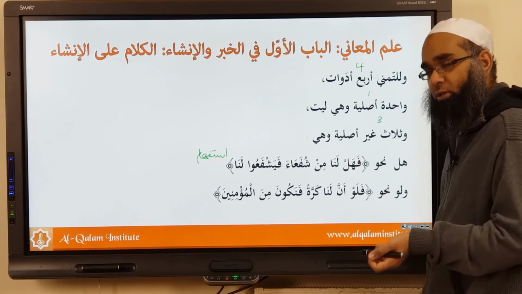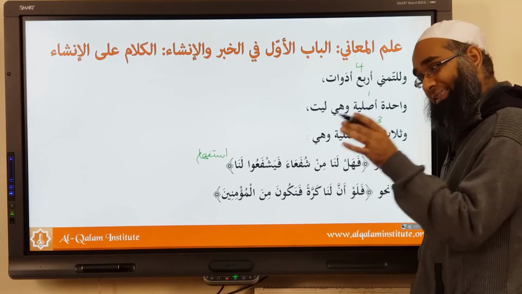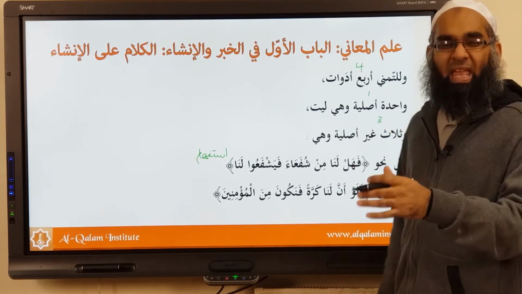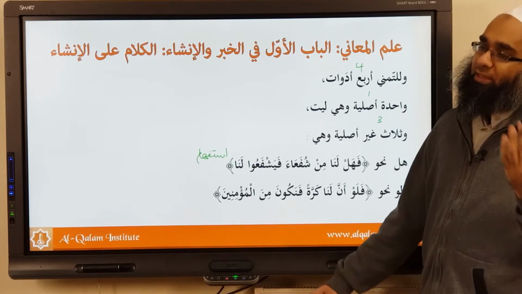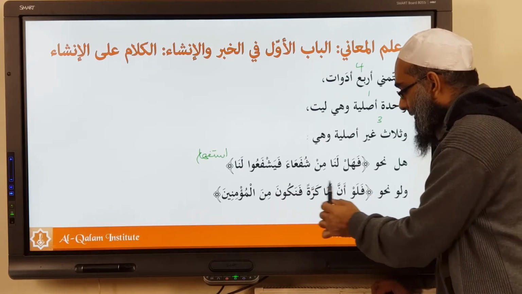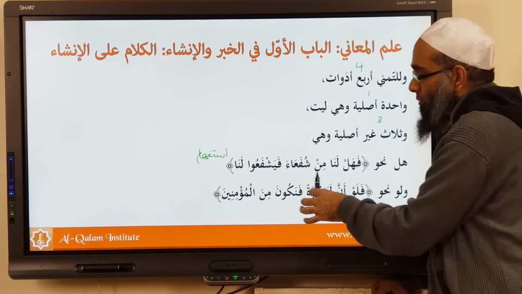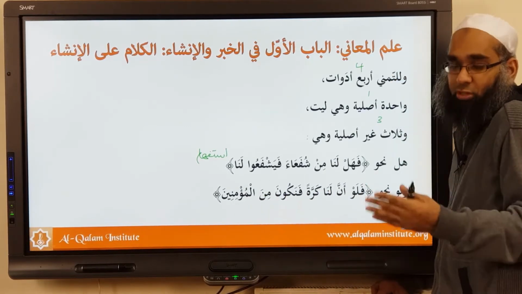Similarly, law is used for what? Shart. You have a shart and a jawabu shart. But you can remove the jawabu shart and understand from the context that it's not for a shart, meaning that if this happens, that would have happened, but just meaning if only. In English, you use that as well: if we had done this. For example, لَوْ أَنَّ لَنَا كَرَّةً. If there were a return for us, we would have become from the believers. But once they pass away, they know that there's no return for us.